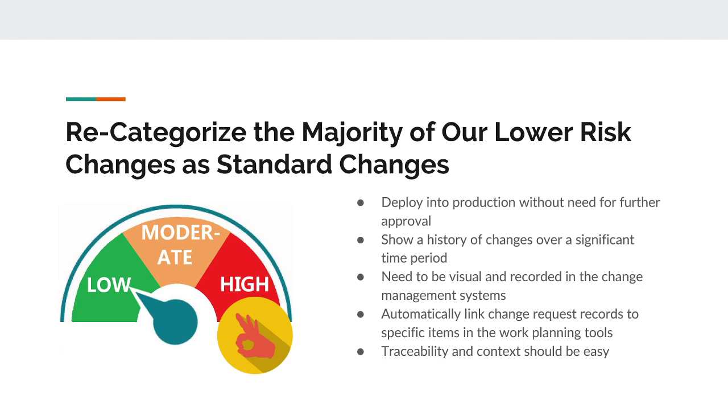And these can also be automatically linked change request records to the specific items in the work planning tools. By doing so, it removes the need of requesting the same things constantly over and over again. You can do it once, and then that's it. There's no further need to make another similar request.